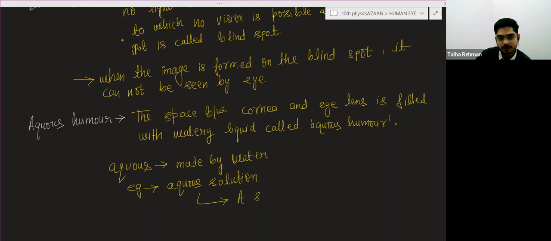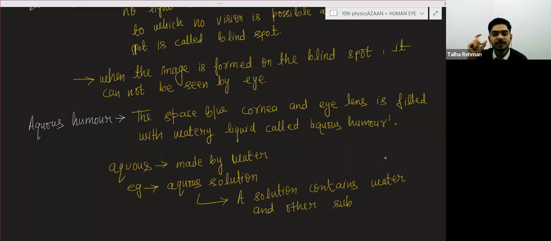A solution contains water and other substances, like an aqueous solution of HCl. So basically, what is the meaning of this? There will be HCl and water. There is a mixture of water and HCl.